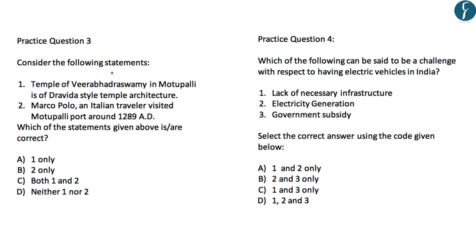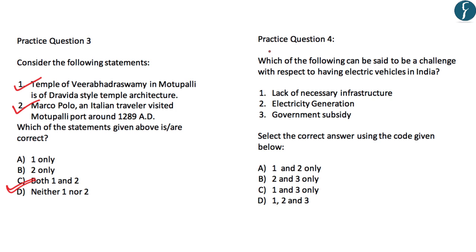It says, consider the following statements. The Temple of Virabhadra Swami in Motupalli is of Dravida style temple architecture. Yes, the statement is correct. Second, Marco Polo, an Italian traveler, visited Motupalli port around 1289 AD. Yes, the statement is also correct as we have discussed earlier. So in this, both the statements are correct. So here C is the correct answer.